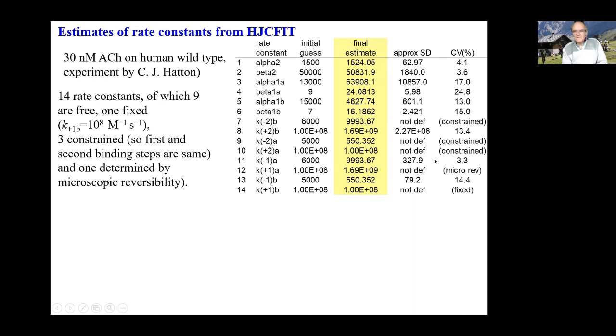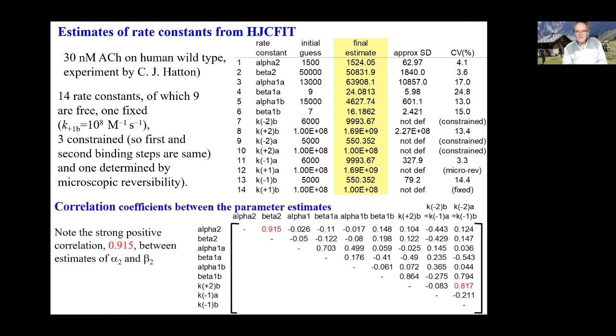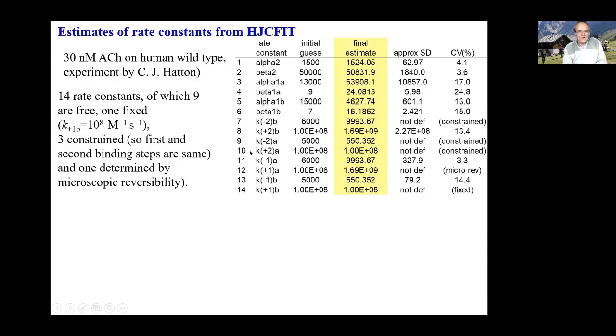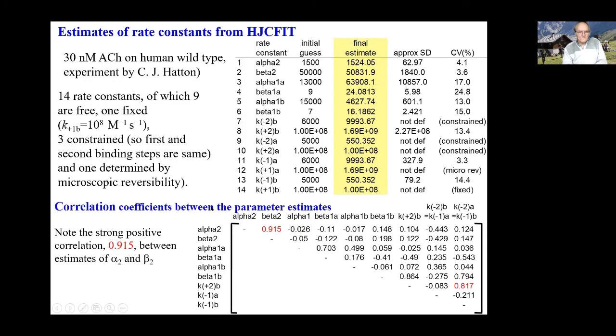So one of these dissociation rates is rather well defined. Most of the rest are not so well defined. This opening rate constant for one of the monoliganded ones has a coefficient of variation of 25%, so that's not very good at all. We can also get the correlation coefficients from the Hessian matrix.